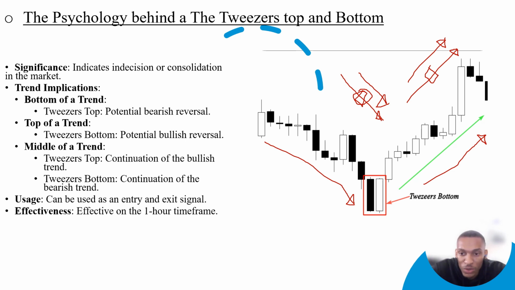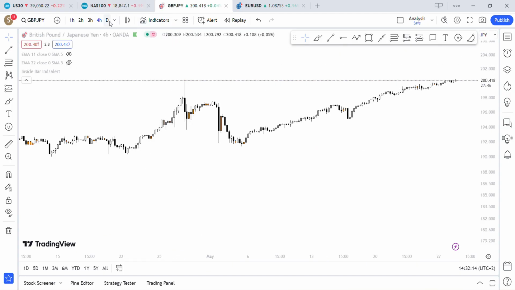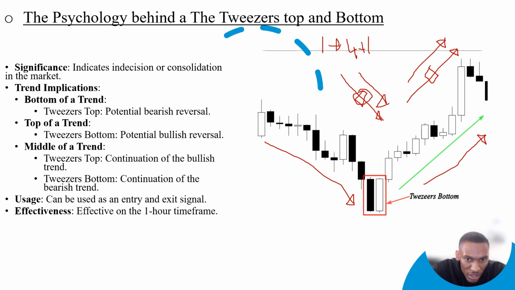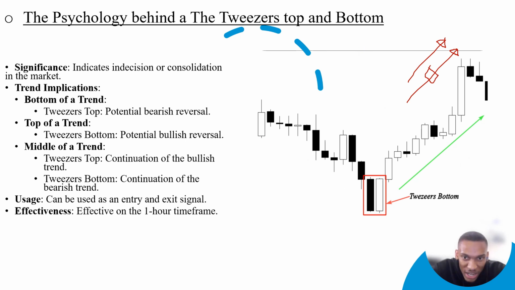It can also be used as a buy or a sell signal together with other confirmations, of course, at certain areas. It can also be used as an exit signal, and it is effective in the 1 hour all the way to the 4-hour time frames. So let me explain this concept. I want you guys to understand why it reverses the market, why it continues, what exactly is happening here.